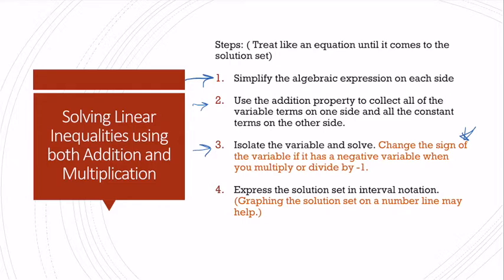The only thing that's a little different, I highlighted in orange here, is that you need to change the sign of the inequality if it has a negative variable when you multiply or divide by a negative. You've got to change the sign. So less than would become greater than, less than or equal to would become greater than or equal to, and so on and so forth.